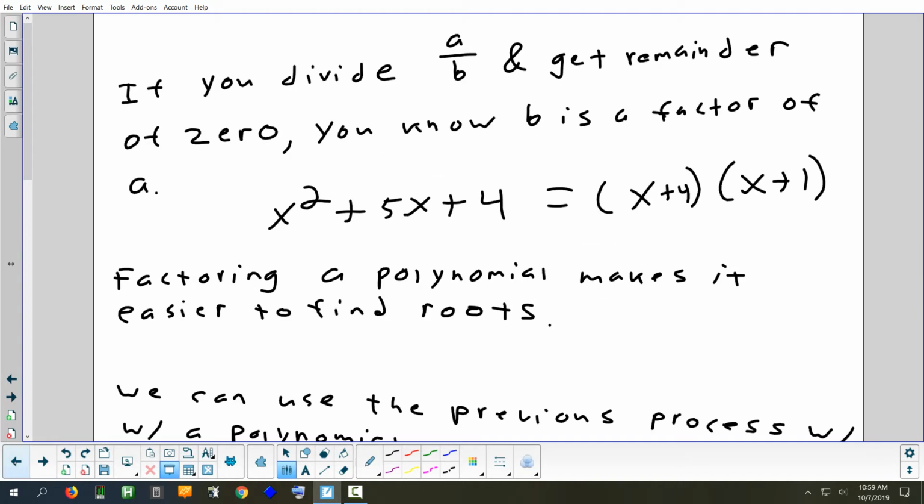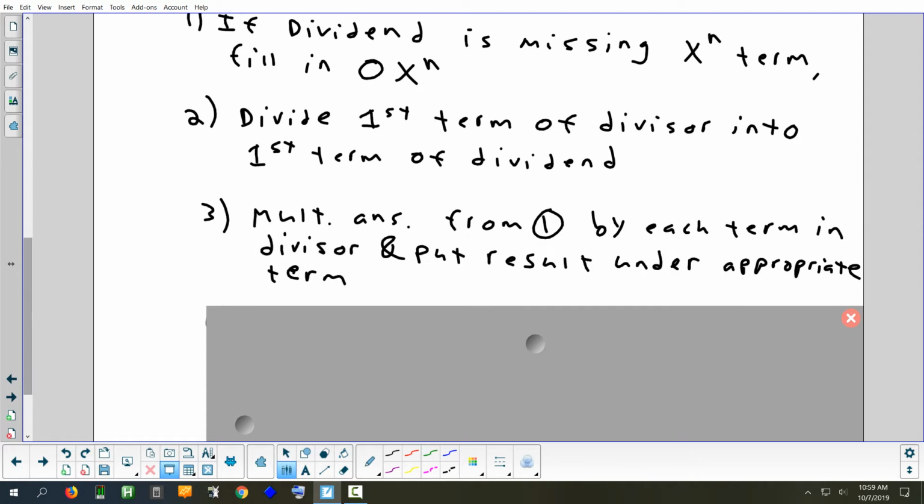Okay. So now, 3rd step. Multiply the answer that we just got in the 2nd step by each term on the outside, the divisor. And this is where you have to line up like terms. So put the result under the appropriate term. What I'm saying is just line up your like terms. Okay, so multiply the answer that we just got by each term on the outside and put the answers under the like term columns.